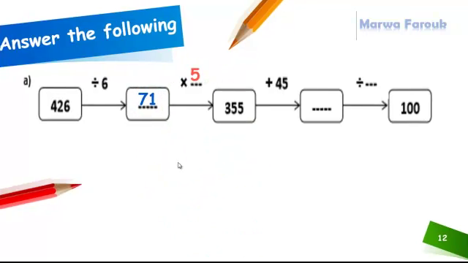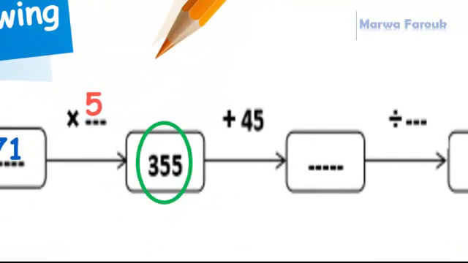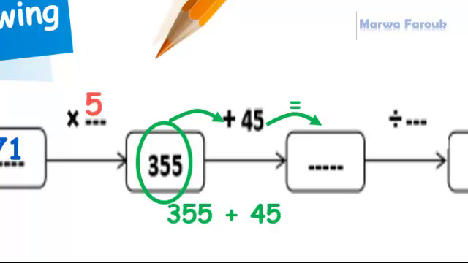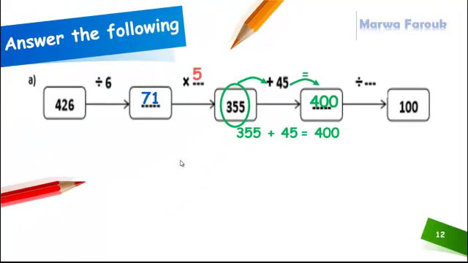Okay, next one. I have what? I have 355, and when I go with the arrow, I have plus 45. So I'm going to add 355 plus 45, and I will write the answer in the next box. So I have 355 plus 45: 5 plus 5 is 10, write 0 and carry up 1, so we got 400. So I'm going to write 400 here.